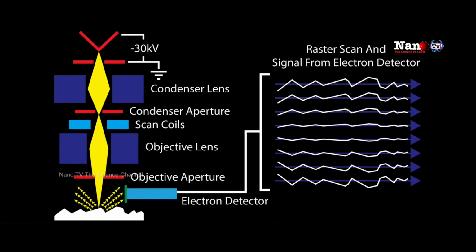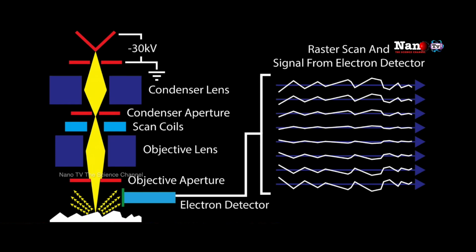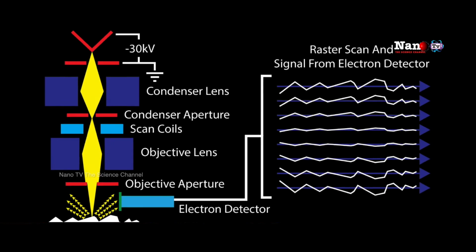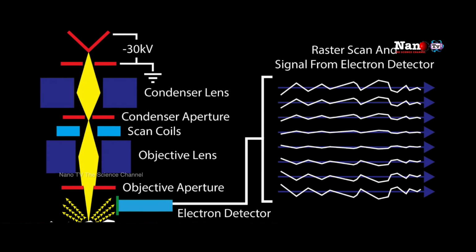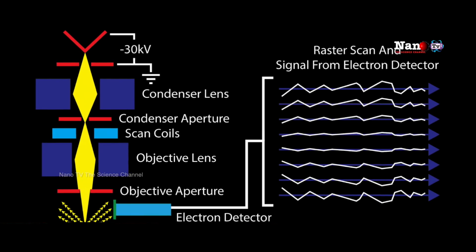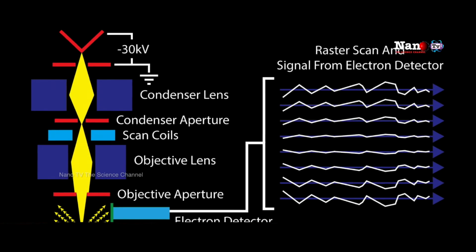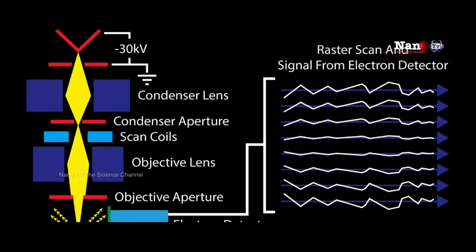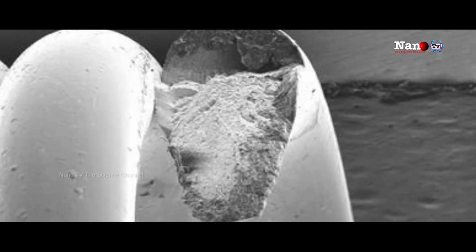That means you go one full line, take one step in the vertical direction, and take it back again in the horizontal direction. So this horizontal, vertical, horizontal, vertical, horizontal, vertical makes it a raster scan. This raster scan is why it is called scanning electron microscopy. It scans the surface. This gives a full image of the surface. Basically, it is very important for fracture analysis.